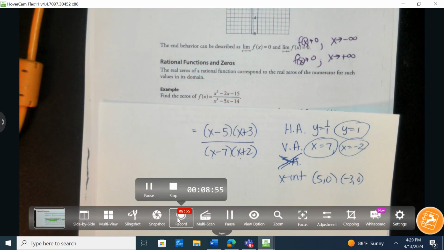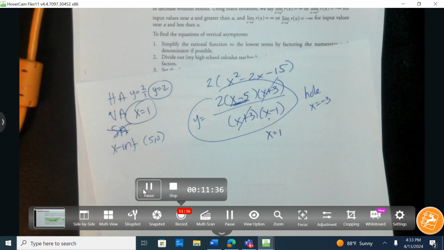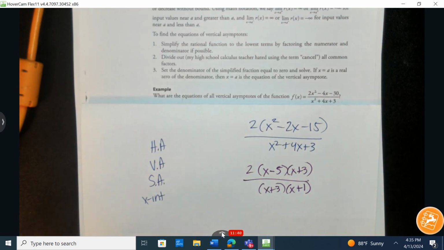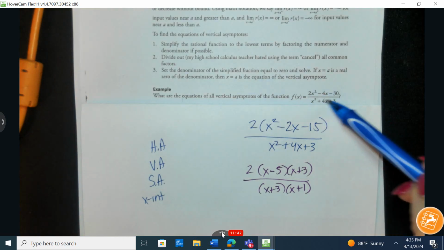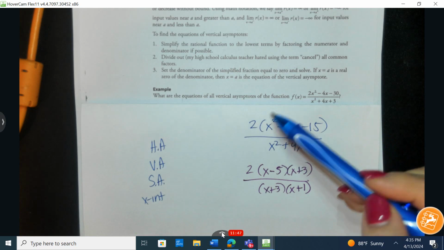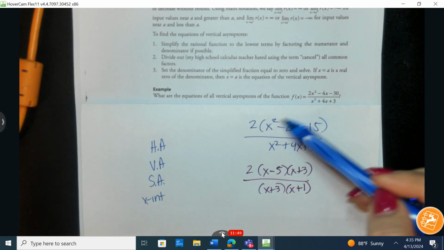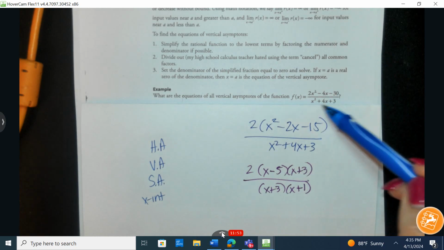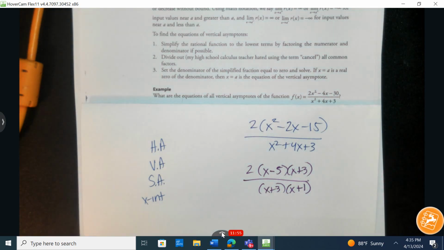Let's look at the next one. All right, let's take a look at this next example. So I went ahead and took this original numerator, and I was able to see that we have even coefficients, and so I factored out a 2, and then I recognized that this factors into x minus 5 and x plus 3, and the denominator easily factors into x plus 3 and x minus 1.